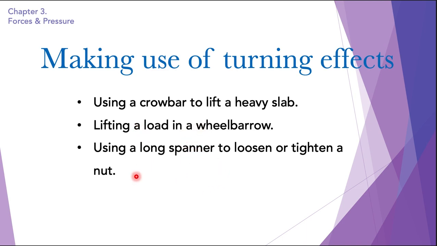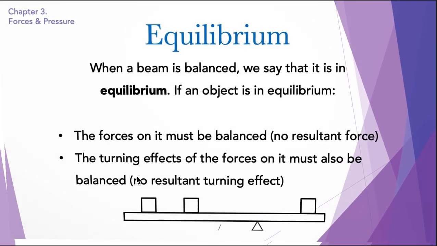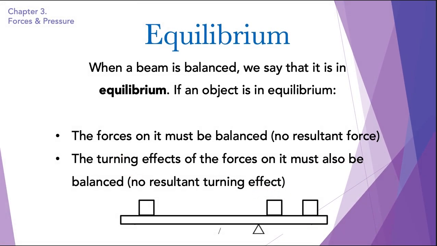Now let's look at equilibrium. So when a beam is balanced, we say that it is in equilibrium. If an object is in equilibrium, the forces on it must be balanced, which means there should be no resultant force. And the second point is that turning effects of the forces on it must also be balanced, which means no resultant turning effect. So as you can see, in this beam, there are 2 loads at this point and only 1 load at this point.